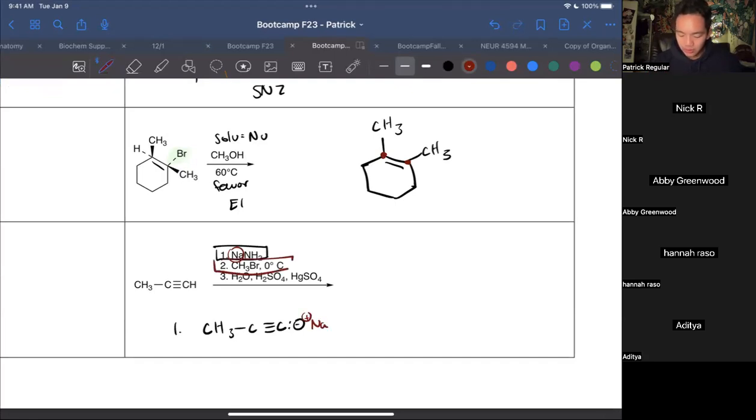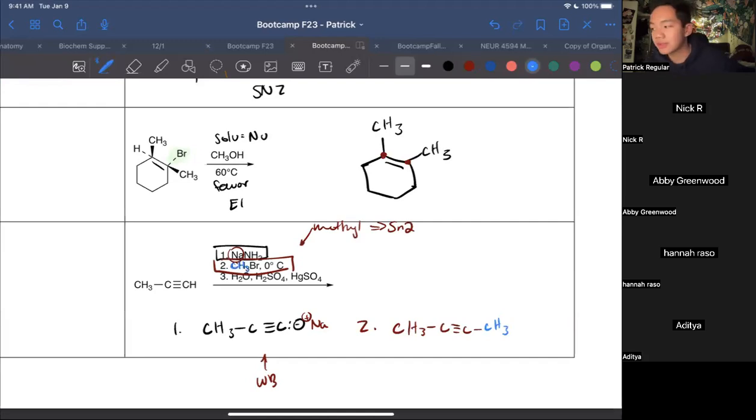So step 2, you have Na C≡C-CH3. That's a weak base, and this is going to be a methyl leaving group. That means you have an SN2. So you would get CH3-C≡C-CH3. A simple substitution. So now let's take a look at the third and last step.